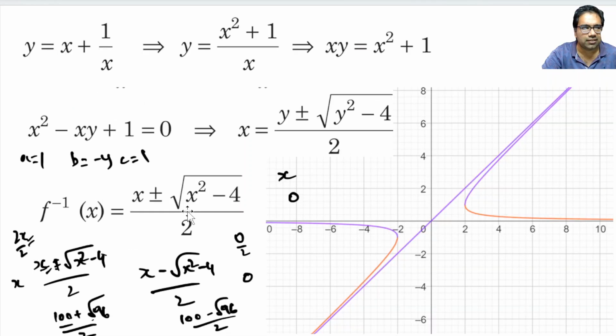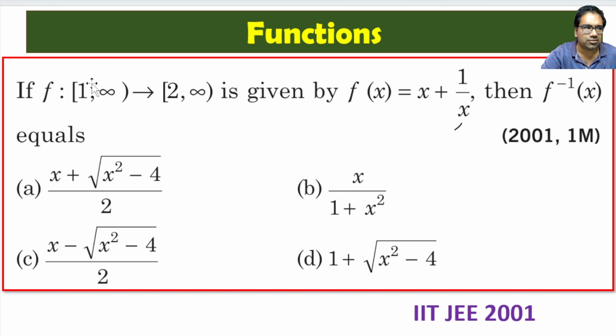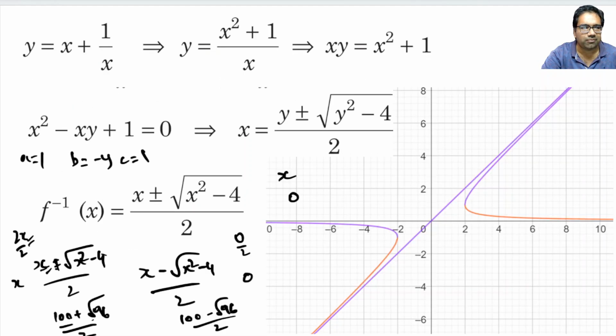Whereas in the first case, when it is x plus under root x square minus 4 by 2, it is going in this domain, 1 to infinity. And obviously, when you take x equal to 2, this becomes 2 by 2, which is 1 in both the places. F inverse x is 1 in both the places, whether you take plus or minus, because the root part will become 0.